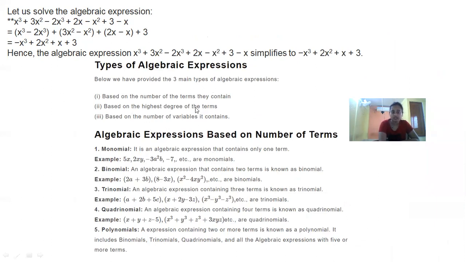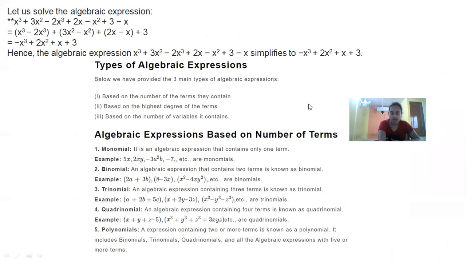The first way is based on the number of terms they contain. First, it is monomial. That is the algebraic expression which contains only one term. So if you have 5x, 2xy, minus 3x square b or minus 7, here you can find that I have put a comma after each and every term. So you are having only one term. Look, here you have 2 variables, but we are not much concerned about how many variables are there. We are concerned about how many terms are there. So you can see that there are 4 expressions with 1 term in each. So these algebraic expressions will be called the monomials.